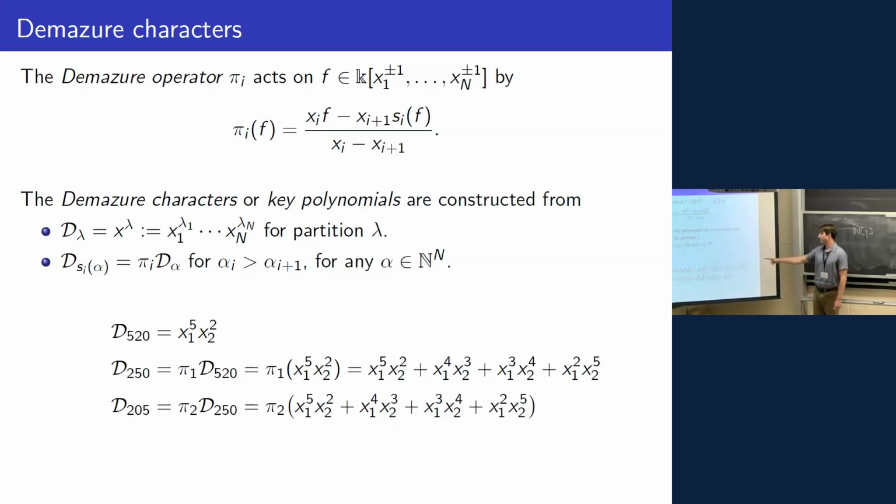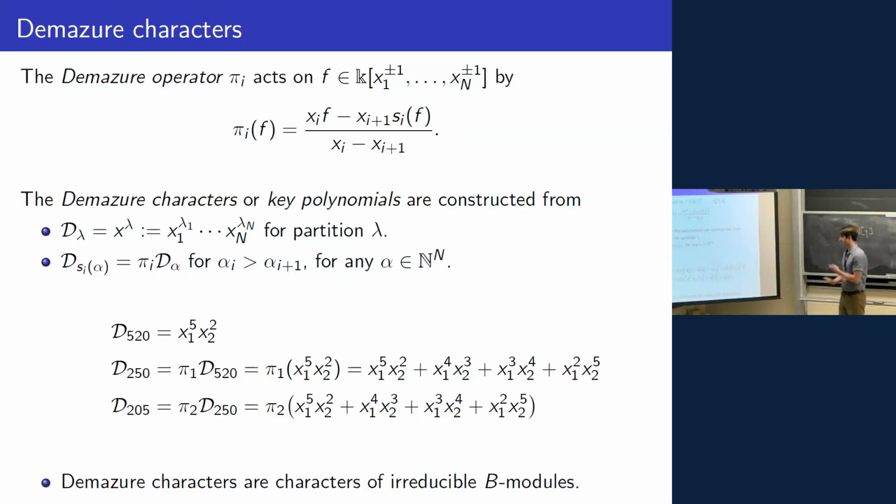And right, if you compute that out using that explicit formula, you get this sort of root string expansion of monomials. And then you can just keep iterating, right? So if I had 205, well, that just differs from 250 by swapping that 5 and 0. So it's just pi2 applied to this result. Okay. And you can keep doing that over and over again.